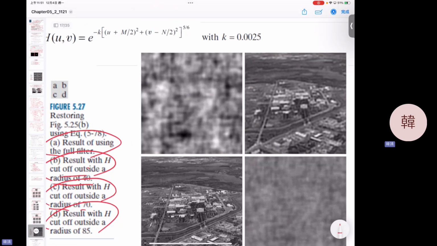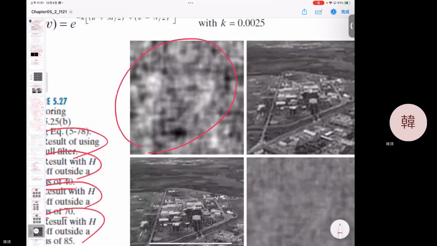What's this? This is another example of restoring an image using the full filter and different radius of the H filter. You can do some modification like this one. I'm not going to inverse this filter in every spectrum. I'm going to consider not only the value of H(u,v), but also the size of H(u,v), with an H cutoff value with different radius. So you can see this one uses the inverse filter, full filter, directly.